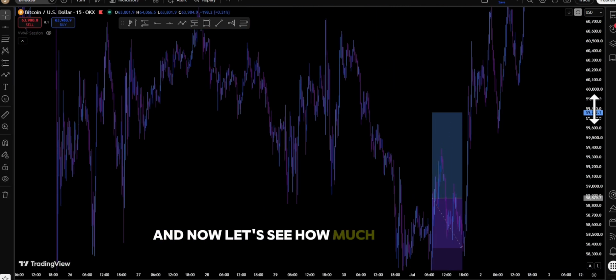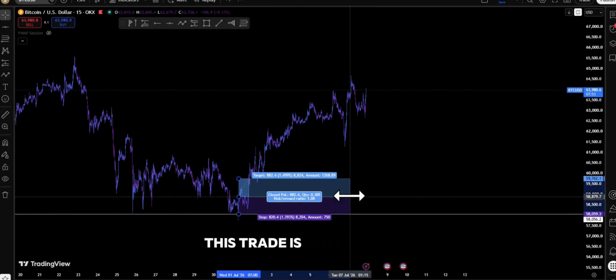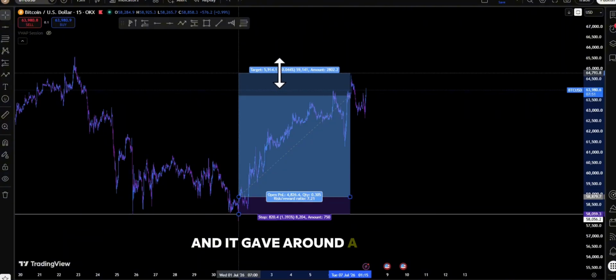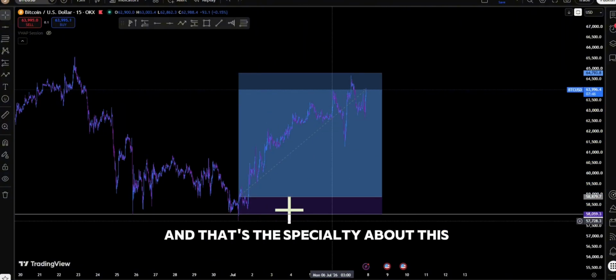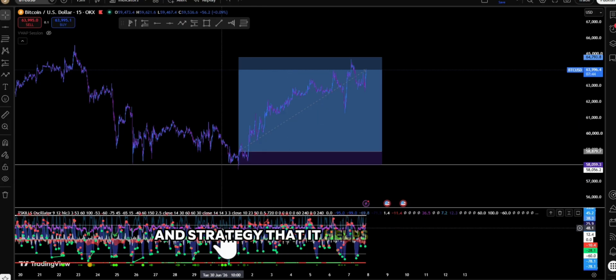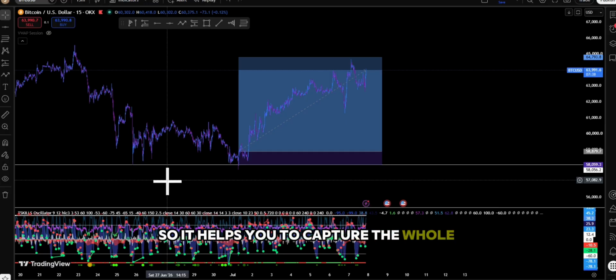And now let's see how much this trade gave. All right, so this trade is still running, and it gave around a 127 RR. And that's the speciality about this indicator and strategy, that it helps to find the exact bottoms or exact tops before any trend. So it helps you to capture the whole trend.